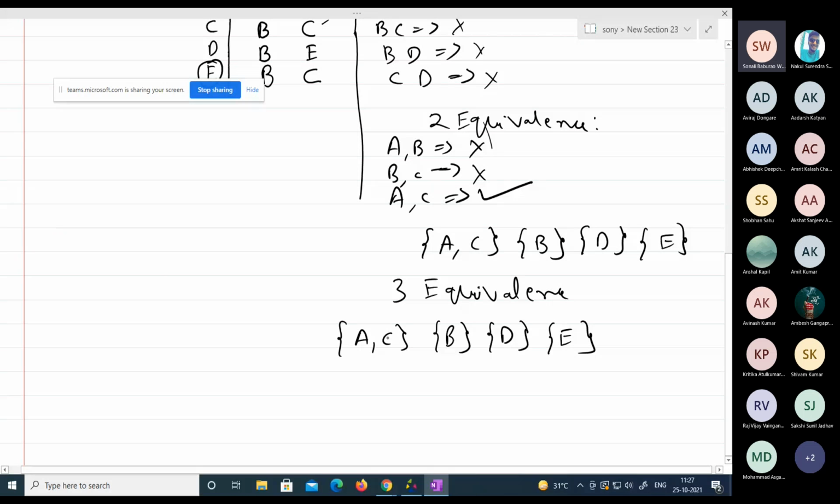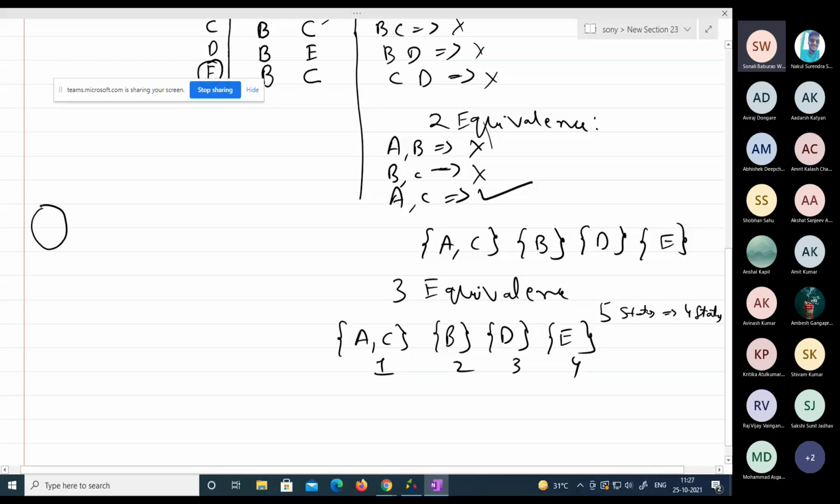So how many states will there be? 1, 2, 3, and 4 states now. I have reduced that from 5 states to 4 states. Okay, now just try to make a DFA.